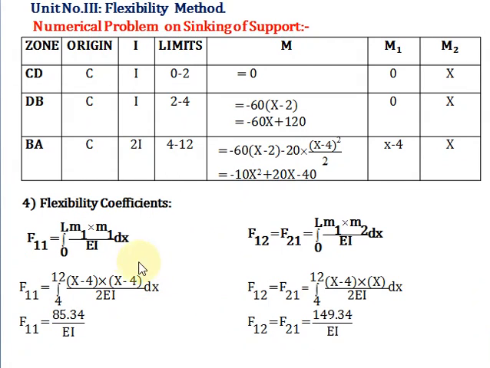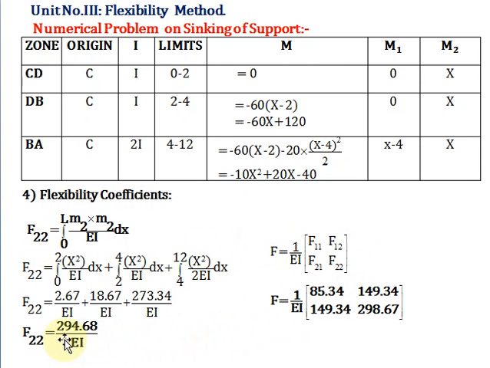After that, we found the values for the flexibility coefficient matrix. For F11, the value was 85.34 upon EI, and for F12 equal to F21, the value was 149.34 upon EI. For F22, the value was 294.68 upon EI, and here we have written the flexibility matrix. So this was the flexibility matrix or flexibility coefficient for the given continuous beam.